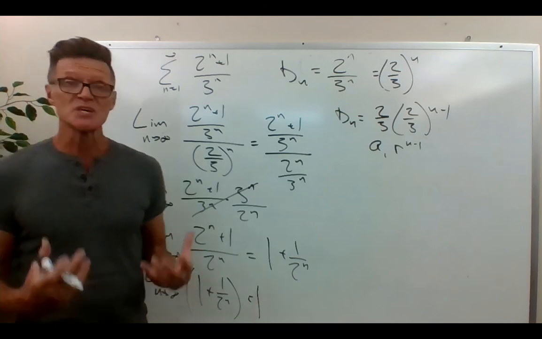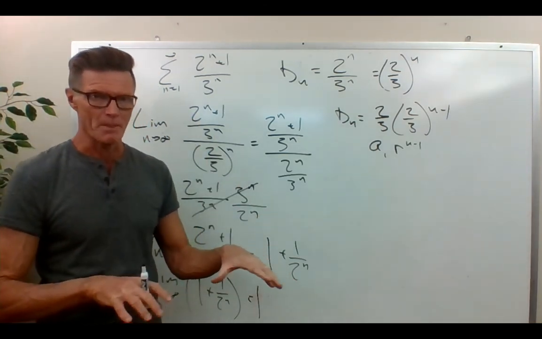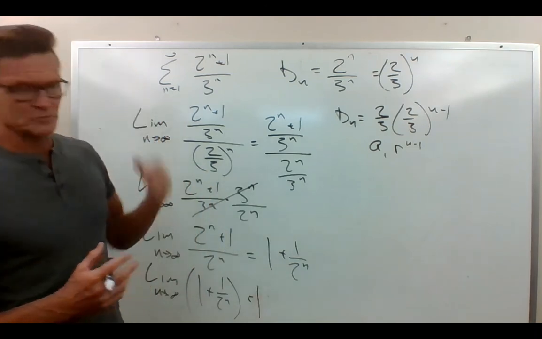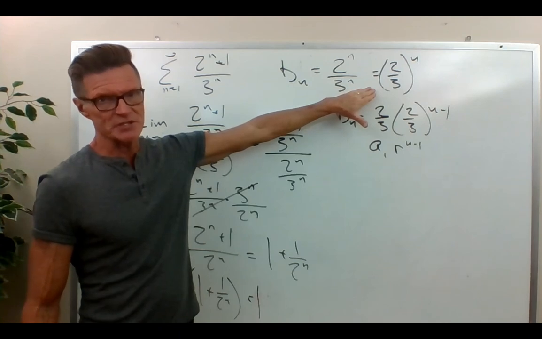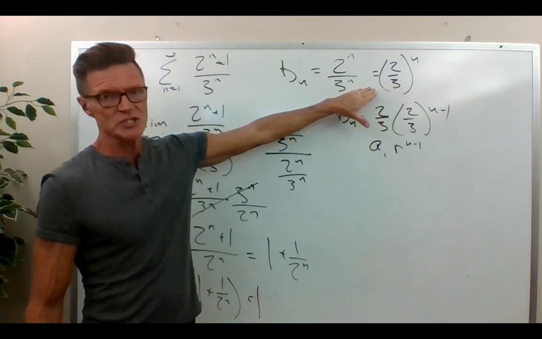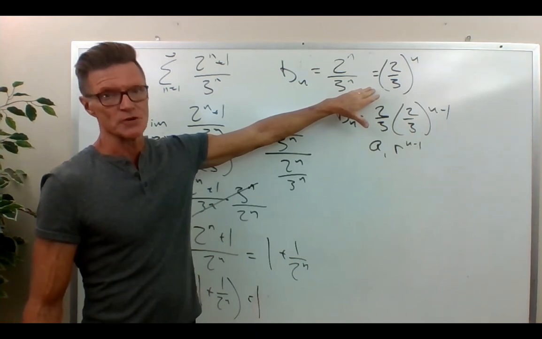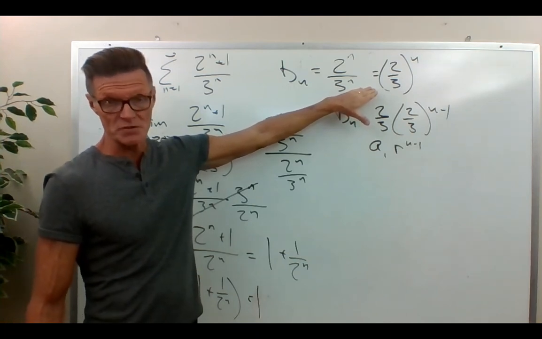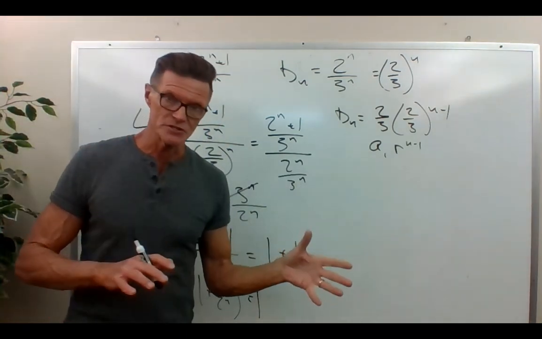So that means either both series converge or both series diverge. So what is it? Well, my geometric series up here, because the ratio is less than 1, converges. So my comparison series converges, which means my given series also converges.